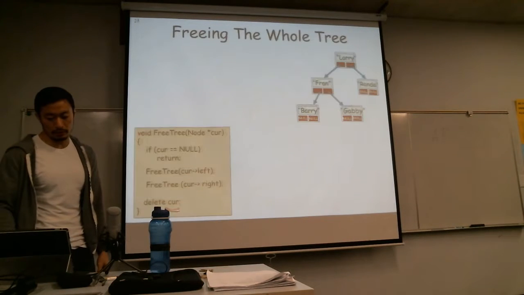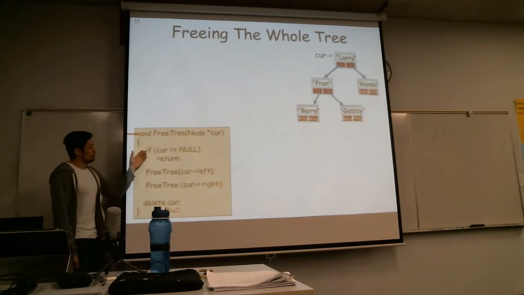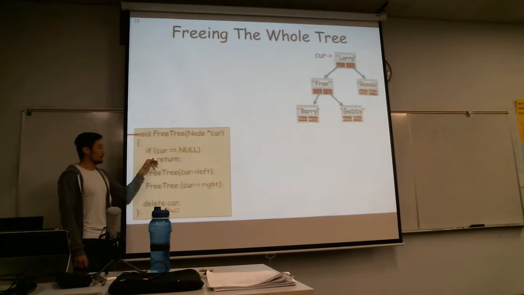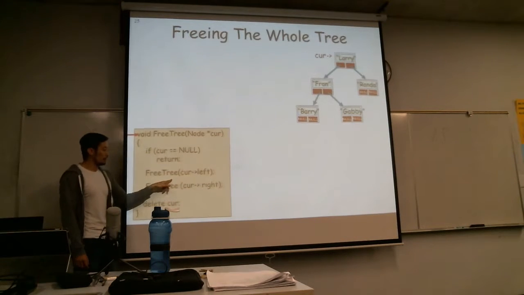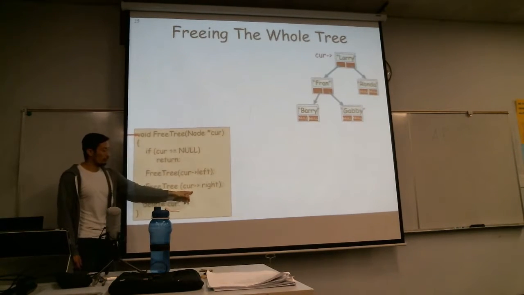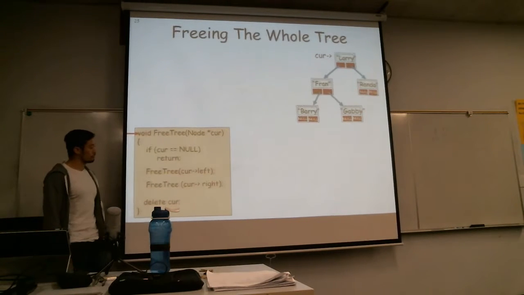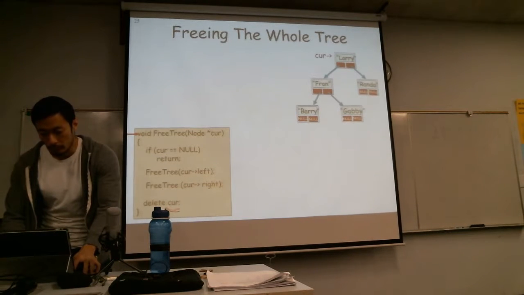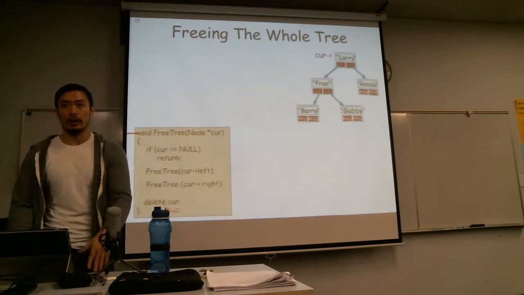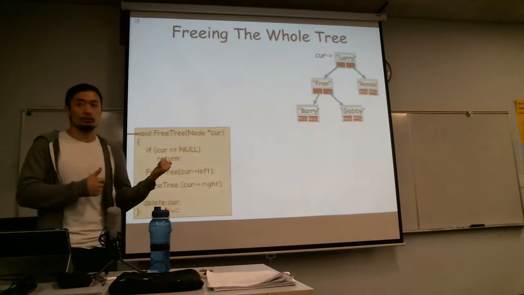Well, this is printing, so let's go ahead and do free tree. So base case. I first take a look down my left subtree. I take a look down my right subtree. If there's no one down there, I can go ahead and delete myself. So post order traversal. Pretty straightforward. Any questions on either printing a tree in order or freeing a tree?